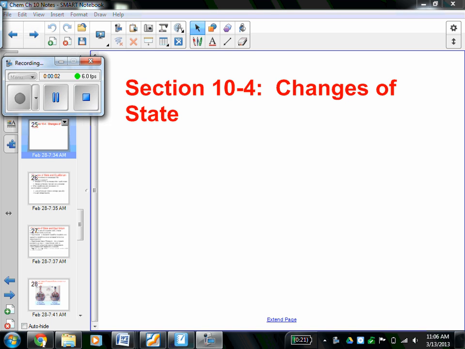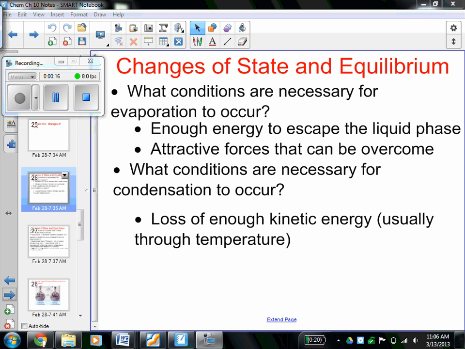The last section of this chapter that we'll be discussing will be the fourth section, which is on changes of state. So let me remind you, anything that I haven't covered in this chapter is not going to be covered on the test. Okay? All right, as far as changes of state goes, let's talk about changes of state in equilibrium.